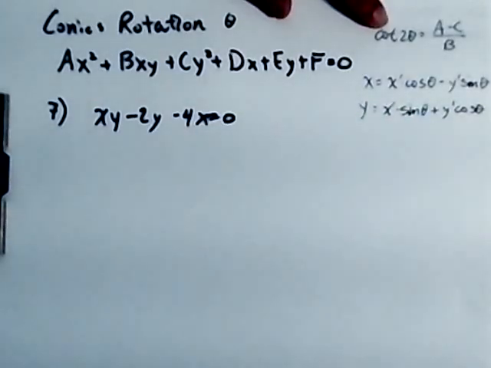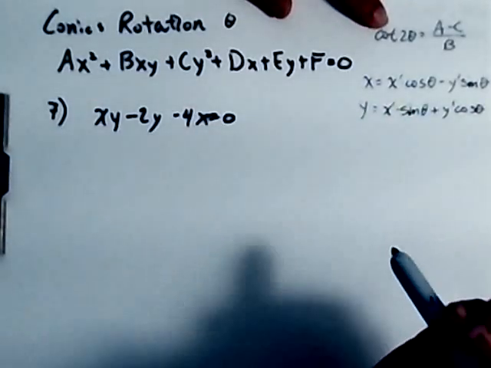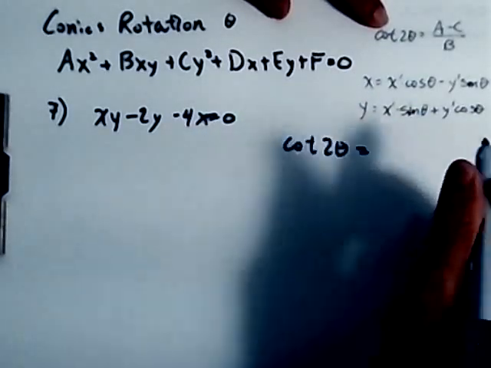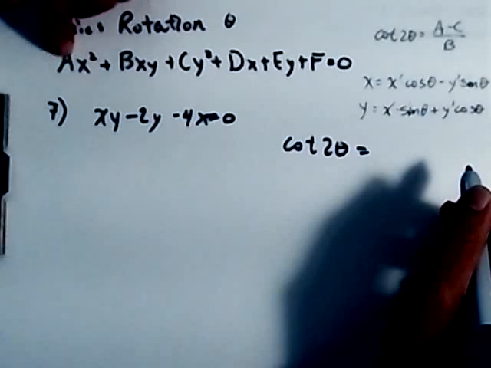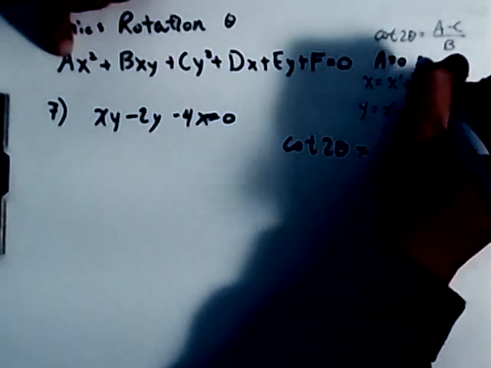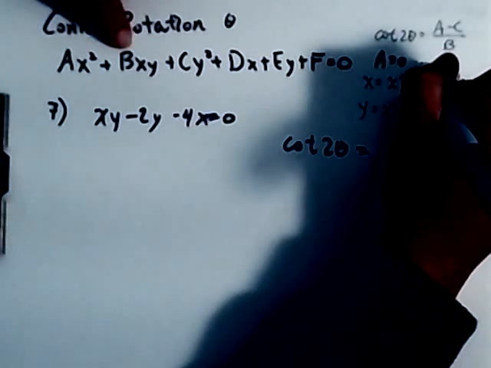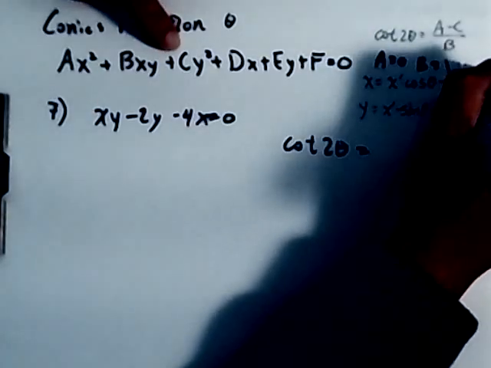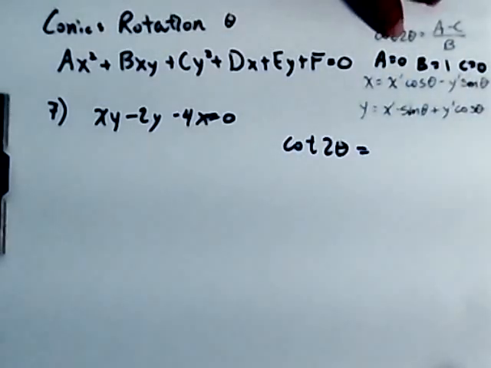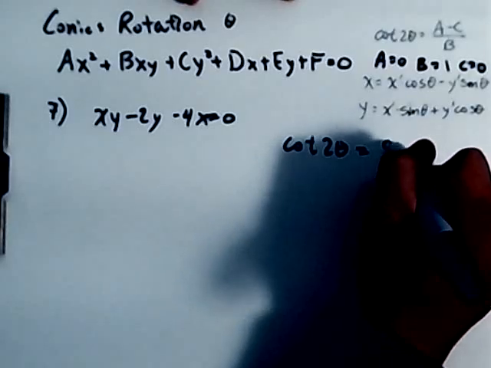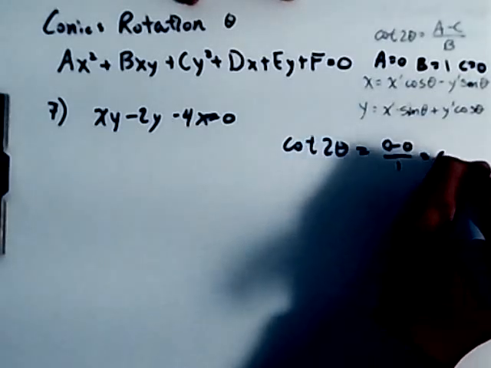I'm going to use my black pen here, nice and big, so I can see a little bit better. The cotangent of 2 theta is equal to a minus c over b. My a value is 0. My b value is equal to 1. My c value is equal to 0. So all I need is a, b, c for these. So it's 0 minus 0 over 1, which is 0.